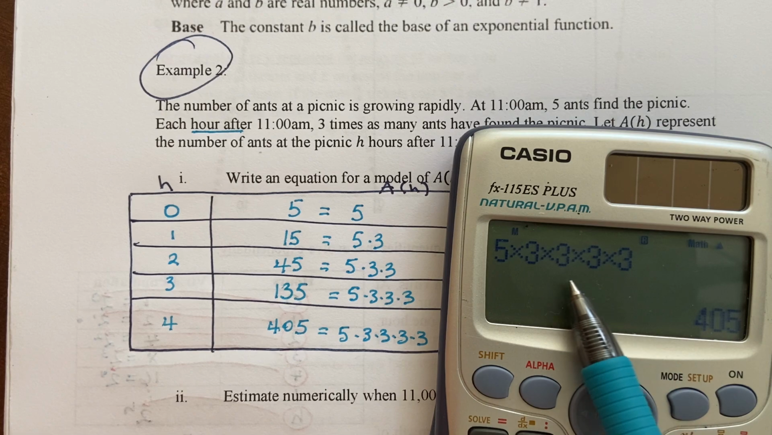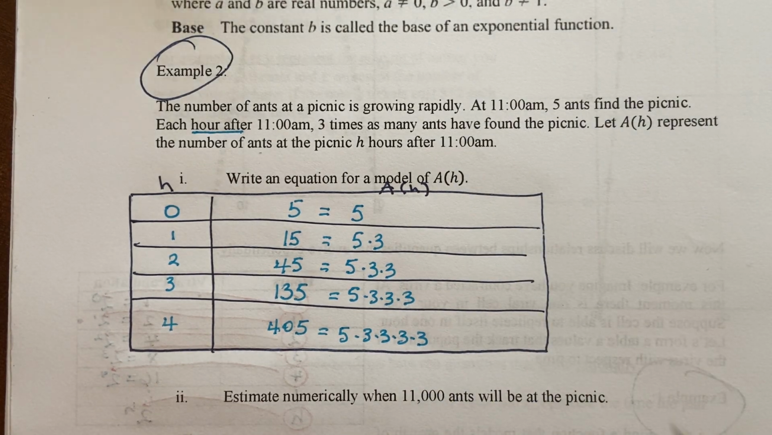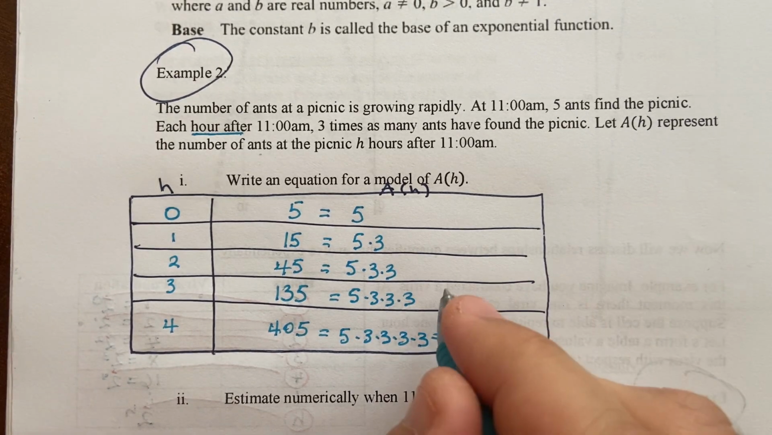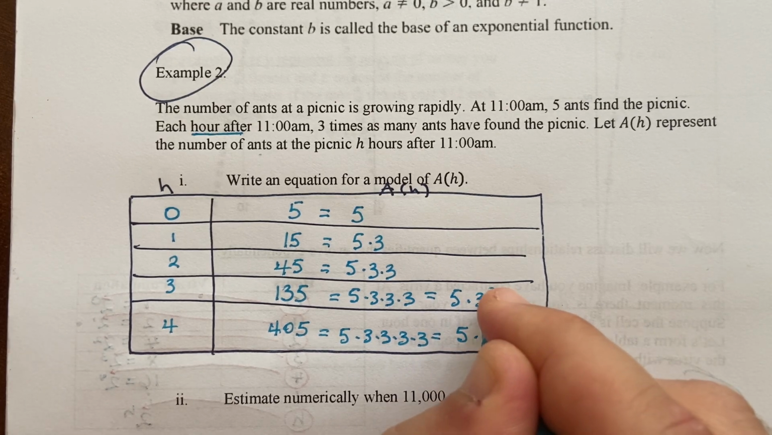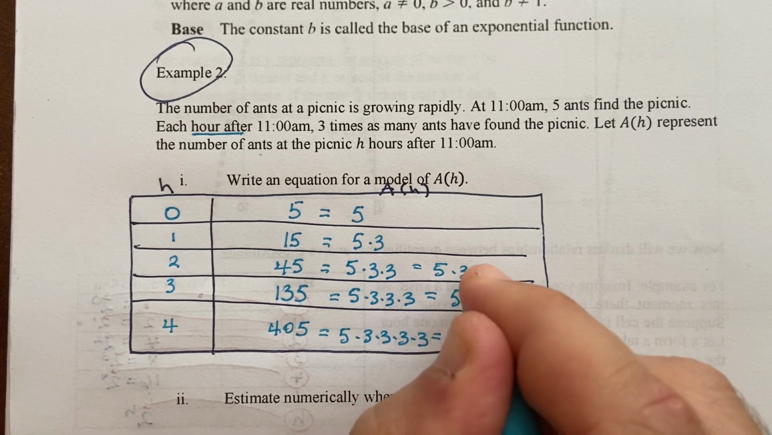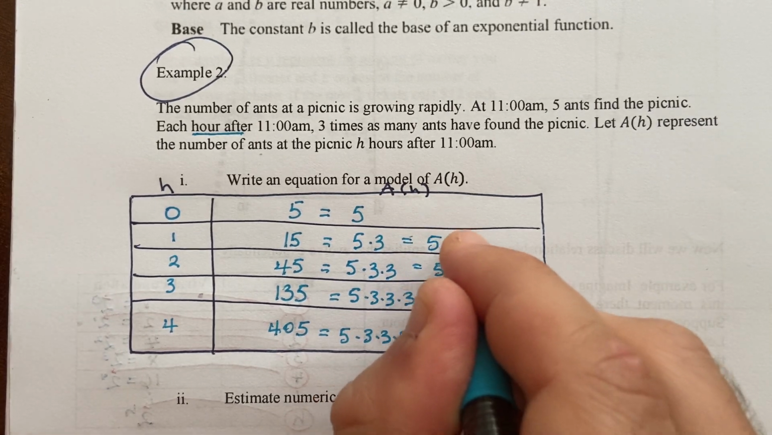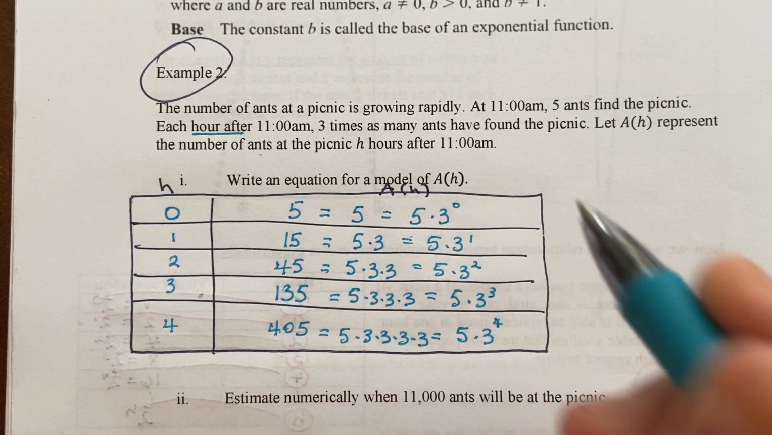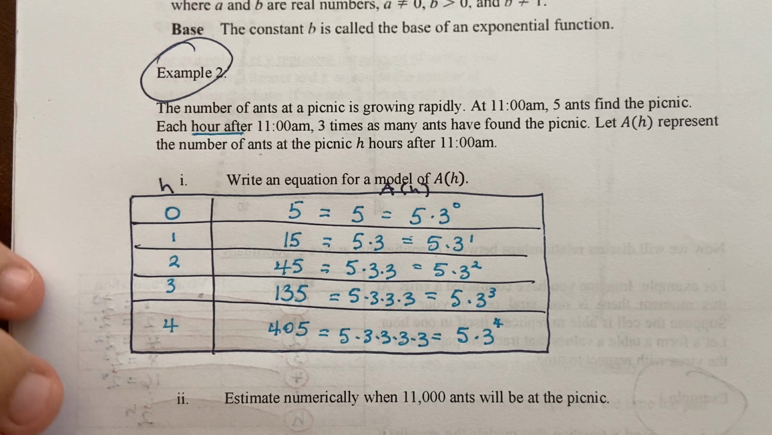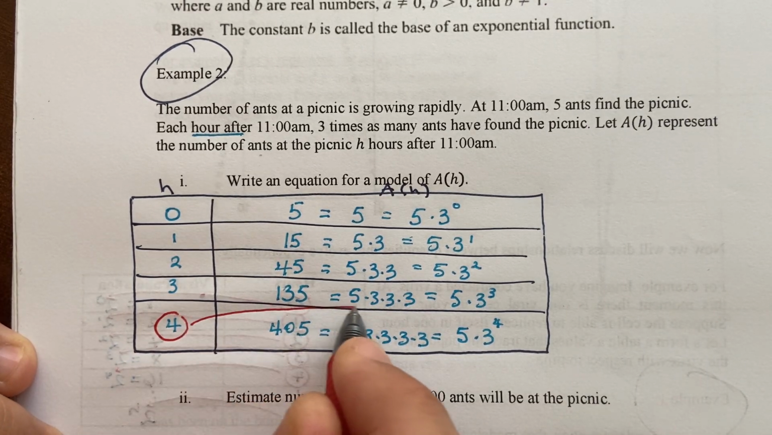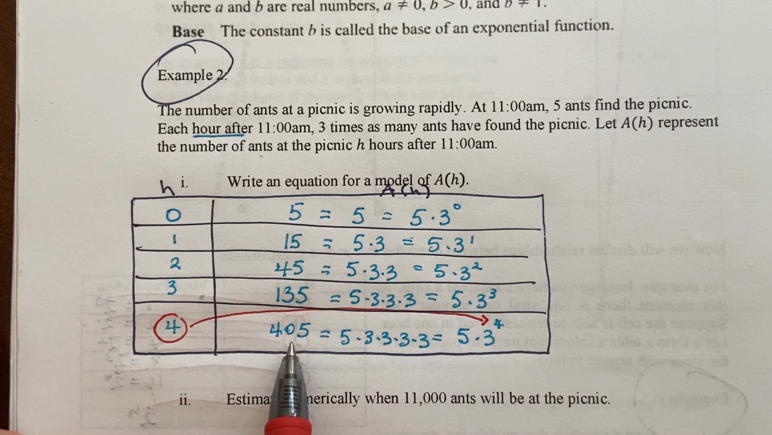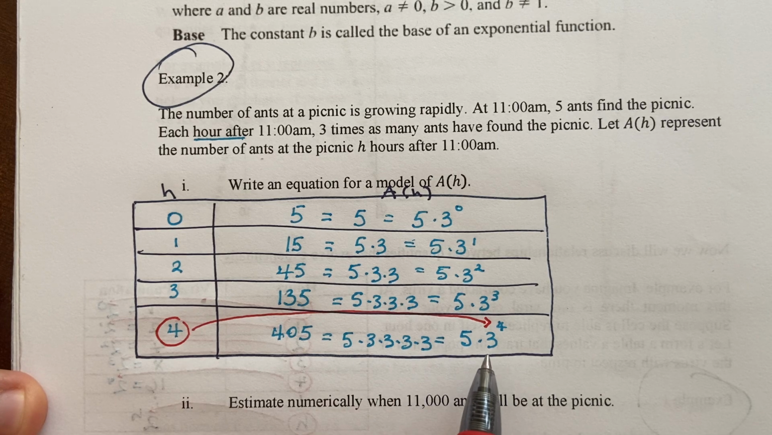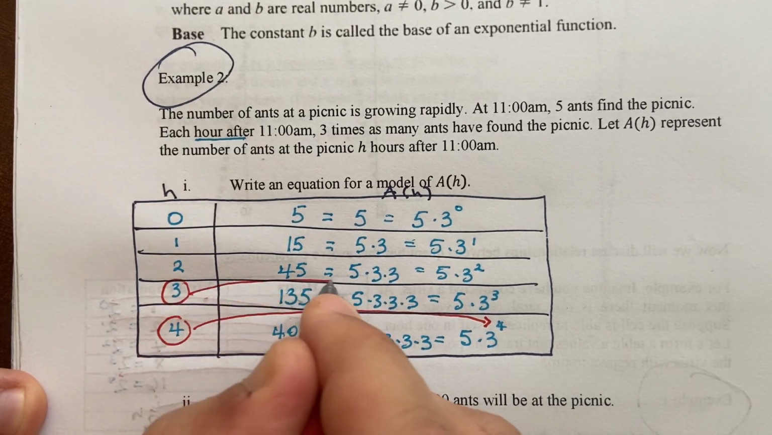Writing it this way, though, makes the pattern appear. So this would be the same as 5 times 3 to the 4th. This would be the same as 5 times 3 cubed. 5 times 3 squared. 5 times 3 to the 1st. And then technically, this would be the same as 5 times 3 to the 0. And then that pattern reveals itself, right? When it's written this way, it's hard to see the pattern, but when you keep it expanded, then the pattern is a little bit more visible.